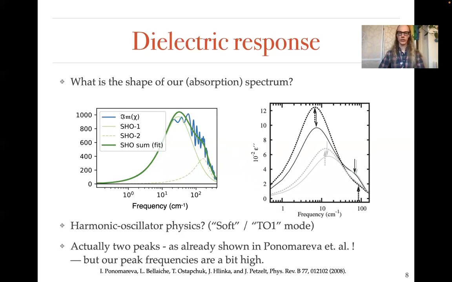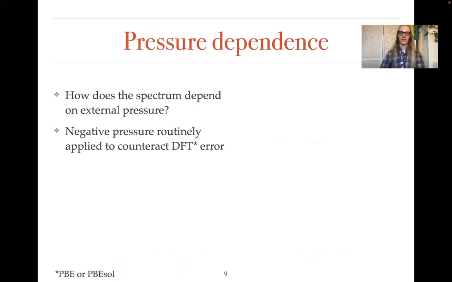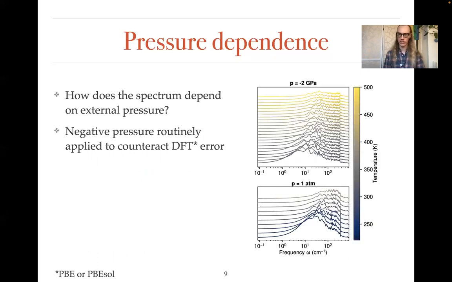And so at this point, we wondered, well, maybe this is connected to this negative pressure, or this effective pressure effect that Lorenzo already showed you, right? So to recap, the DFT underestimates the lattice constants by a little bit, but this has a very large effect on the phase transition temperatures that we predict. And so what if we took those negative pressure simulations that Lorenzo showed you and see what the dielectric response spectrum for those looks like?